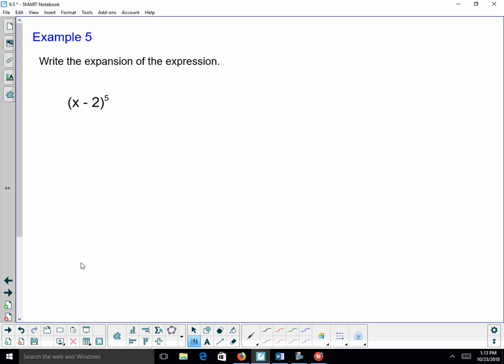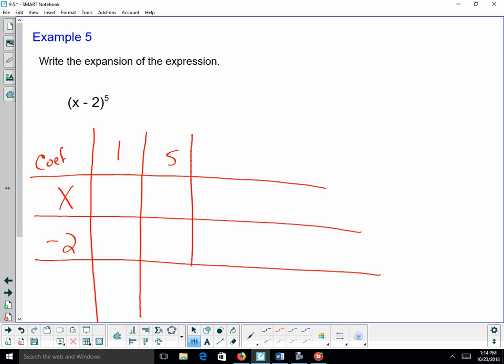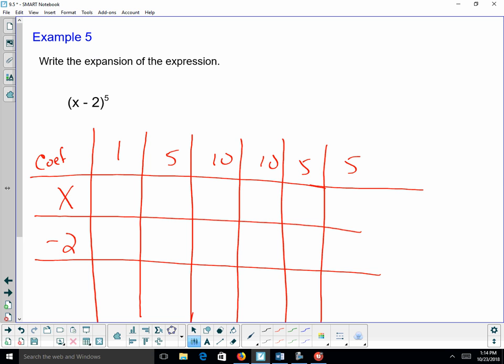So to organize my work, I might want to form a chart. So here's my first term, which is x. My second term is -2. Then I'm going to leave a row for my coefficient. My coefficients come from the fifth row of Pascal's triangle, and you can go back and look at the fifth row, and you have 1, 5, 10, 10, 5, and 1. Those are the coefficients based on Pascal's triangle.